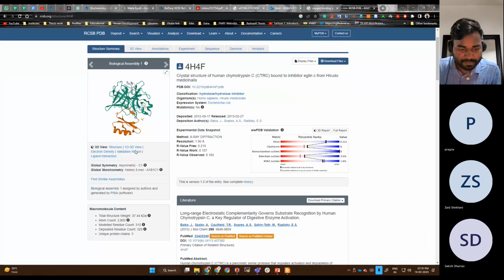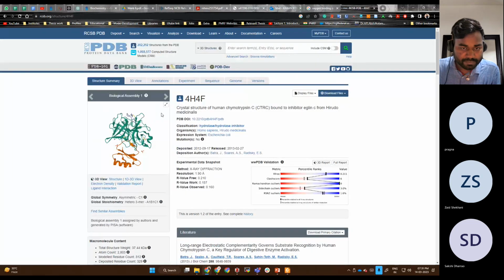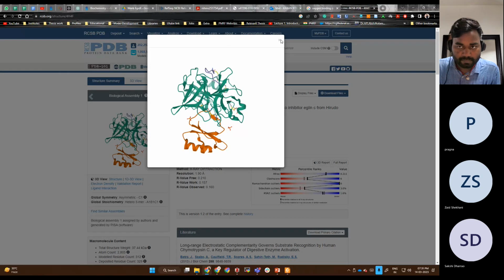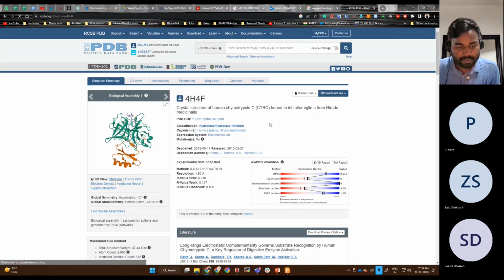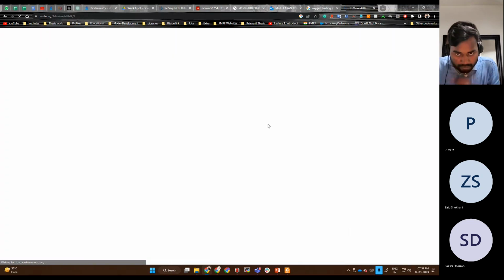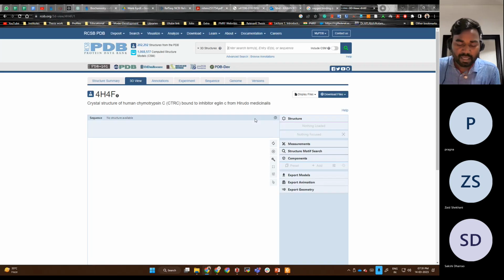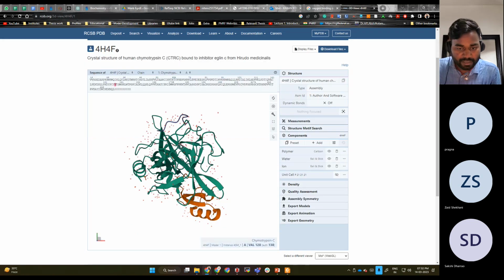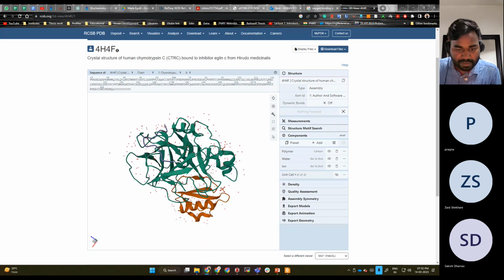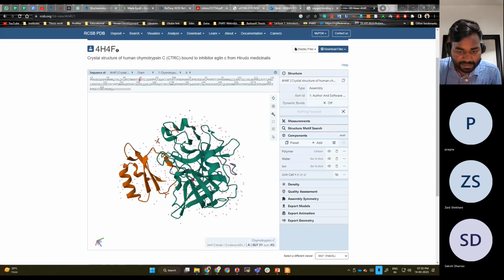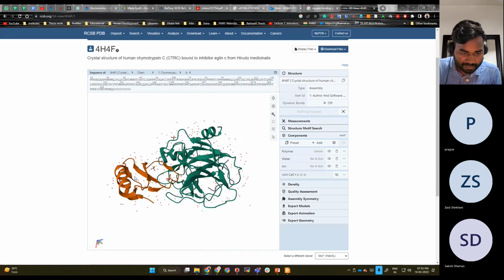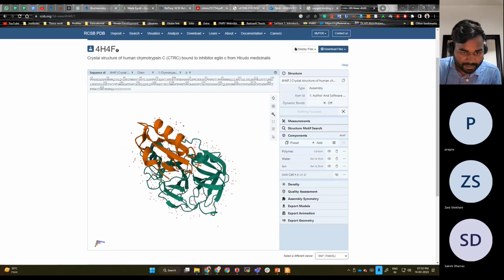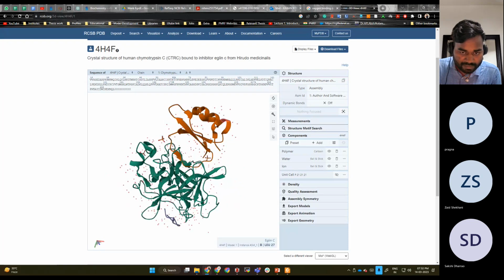So once you open this one, then go to the structure visualization. Visualization you can do in the PDB also, and you can do it in PyMol and other visualization software. So here this chymotrypsin is represented in beta sheets, random coils, and alpha helix. This is what an alpha helix looks like in 3D. This is your alpha helix.